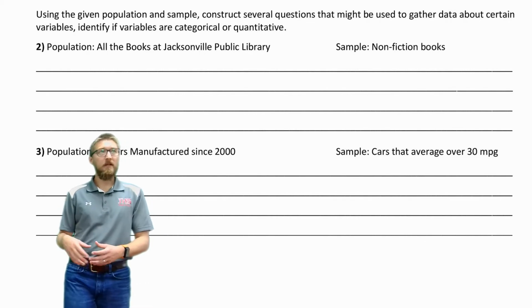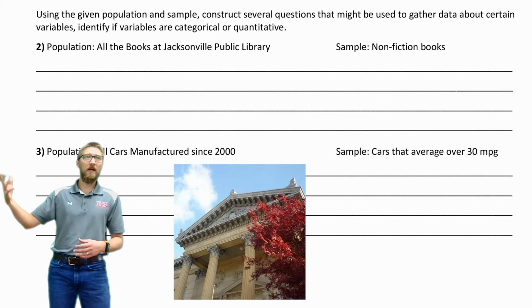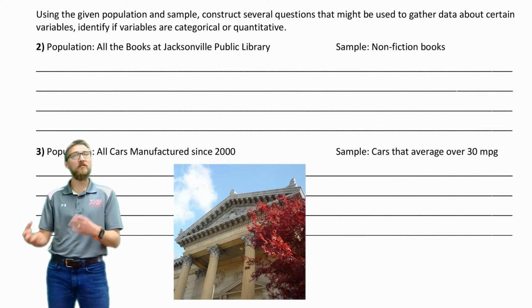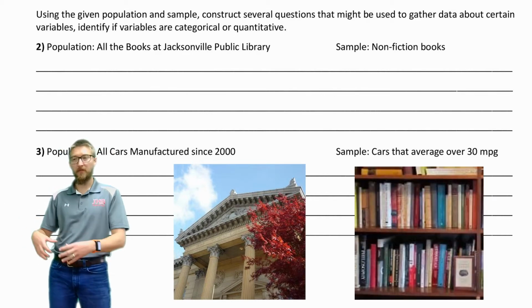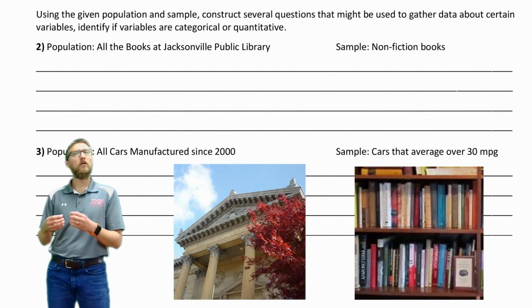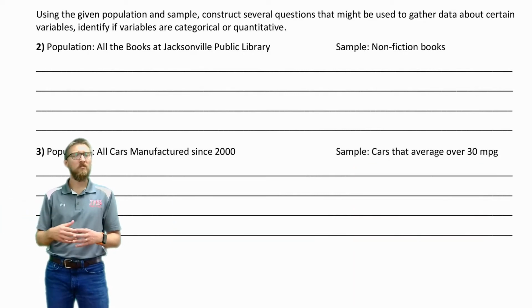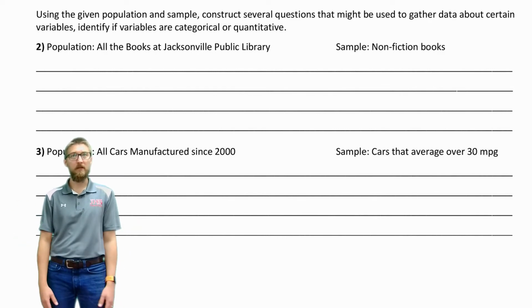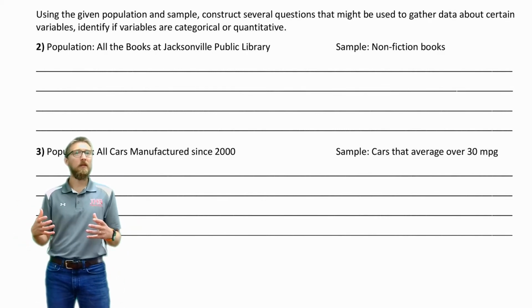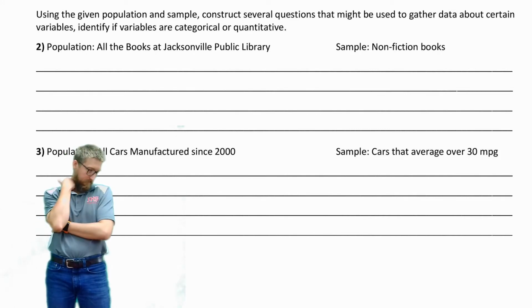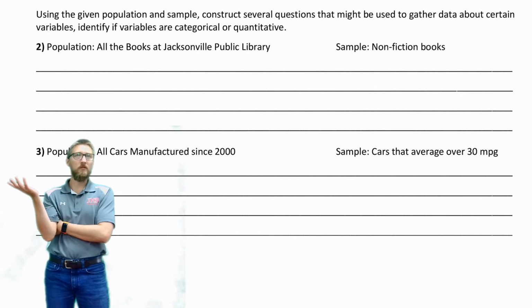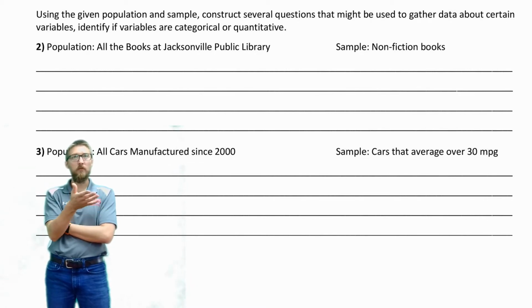So number 2, it says the population is all the books at Jacksonville Public Library, and then we're going to be sampling nonfiction books. So if you think about that big group and that small group, what questions of interest might you be wanting to ask? This is a fairly open-ended question, and usually when I present this, students kind of sit there and they don't know what to think. And so take a minute and think about what might you want to know about all the books at our library here in town. And could you maybe figure that out if you took a sample of nonfiction books?